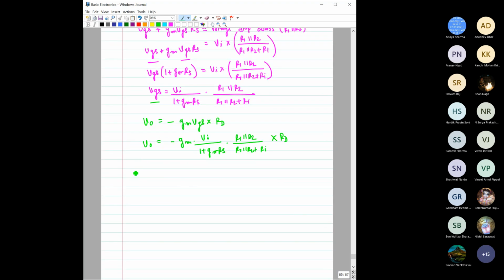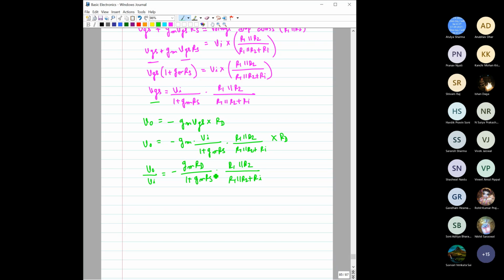Now to find the gain, we have to do V output by V input. So if we do that, it would come as GM into RD, just rearranging this, divided by 1 plus GM RS, this term, right, into R1 parallel R2 by R1 parallel R2 plus RI, right?